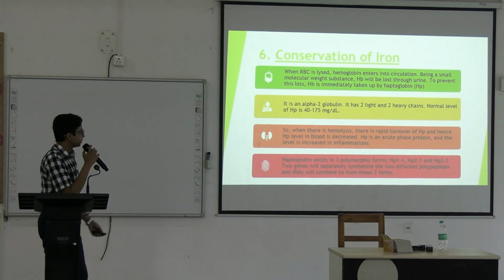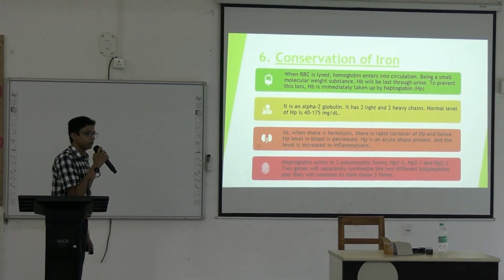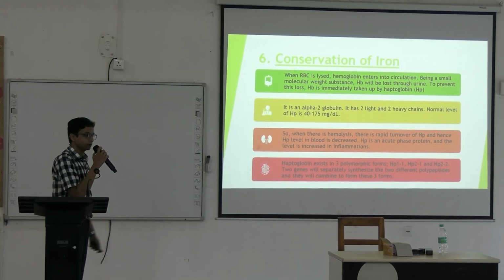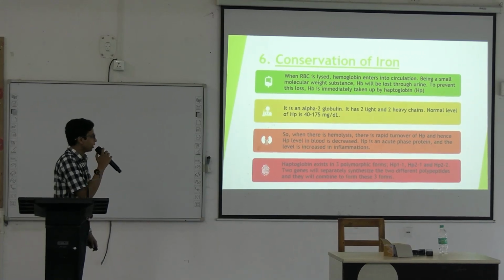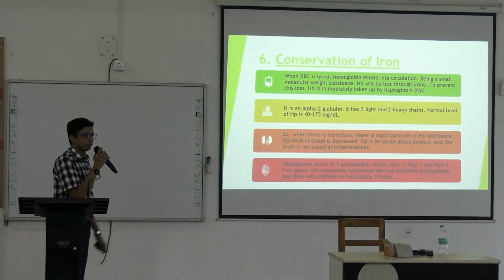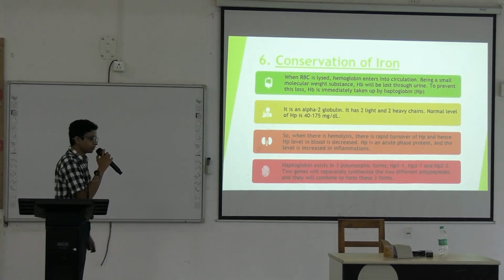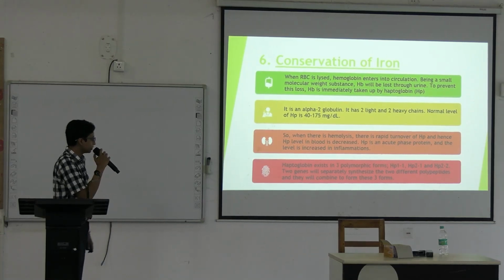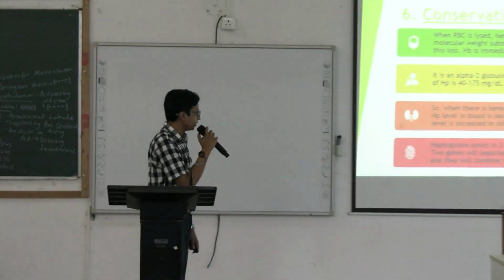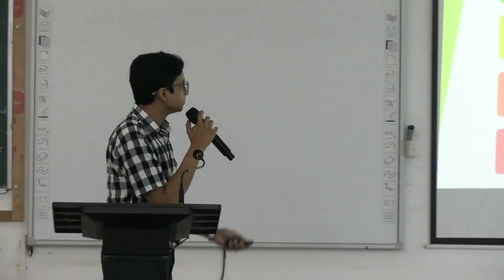And so when there is hemolysis, there is a rapid decrease in the blood level of haptoglobin. And if there is an inflammation, there is an increase of haptoglobin. Haptoglobin exists in three polymorphic forms: HP11, HP21, and HP22. Two genes separately synthesize the two different polypeptides, and they combine to form these three forms.